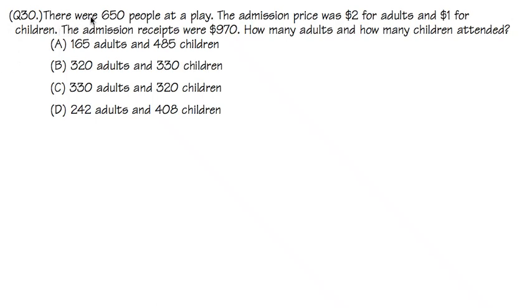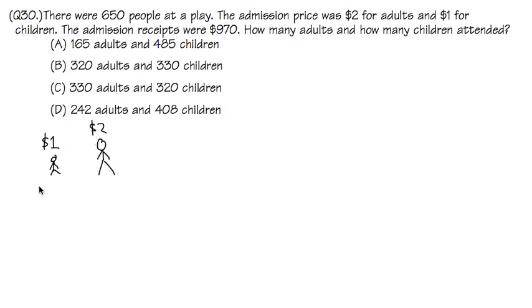Number 30. There were 650 people at the play. The admission price was $2 for adults and $1 for children, and the admission receipts were a total of $970. We would like to know how many adults and how many children attended. So the idea is that we have a bunch of kids and then a bunch of adults, perhaps their parents. They went to the play, and it costs each kid $1 to go in, and $2 for each adult.